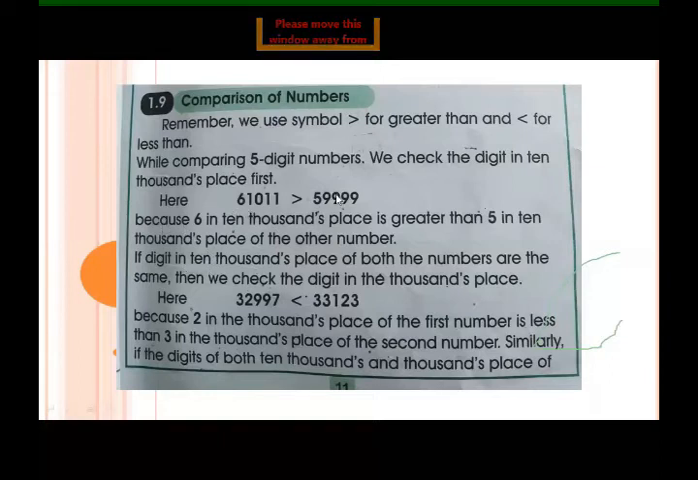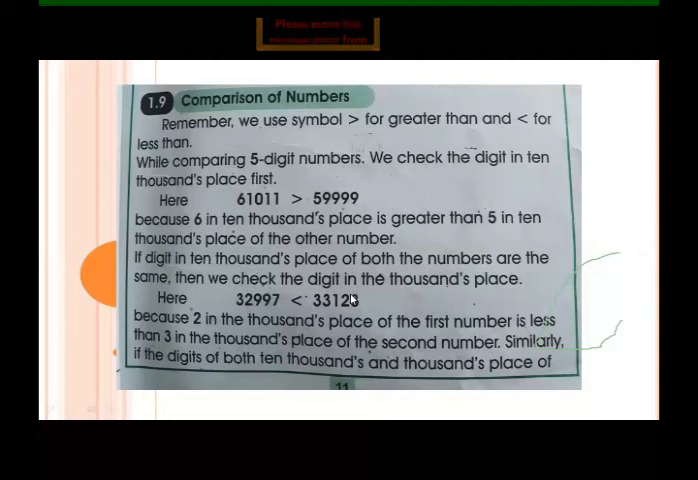Then if the 10,000 digits of both the numbers are the same, what do we have to do? Here you see 3 and 3. Both the digits placed in the place of 10,000 are the same. The fifth digit is 3, and here the 10,000 place digit is 3. So what do we have to do now? We have to check the number in the thousands place.